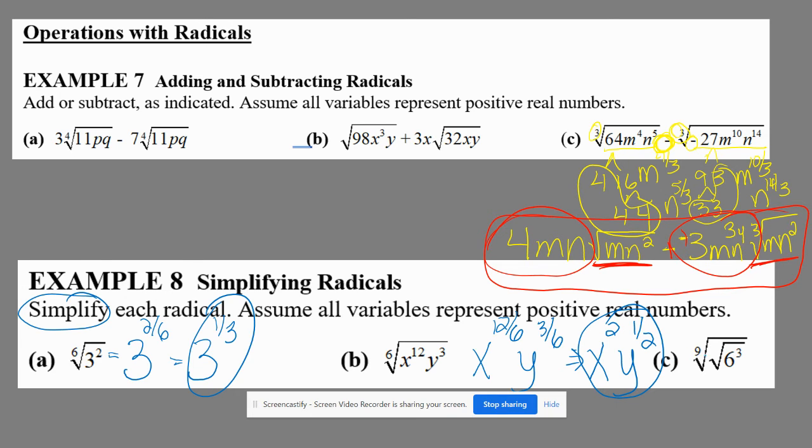Letter C. Remember, a root of a root, this is a second root next to the 6. So the first thing we're doing is when I have a root of a root, we said we would multiply 9 times 2. So that is the 18th root of 6 to the 3rd. My base is 6, my power is 3, my root is 18, and 6/18 reduces to 1/6. So 6 to the 1/6 power would be the simplified form.